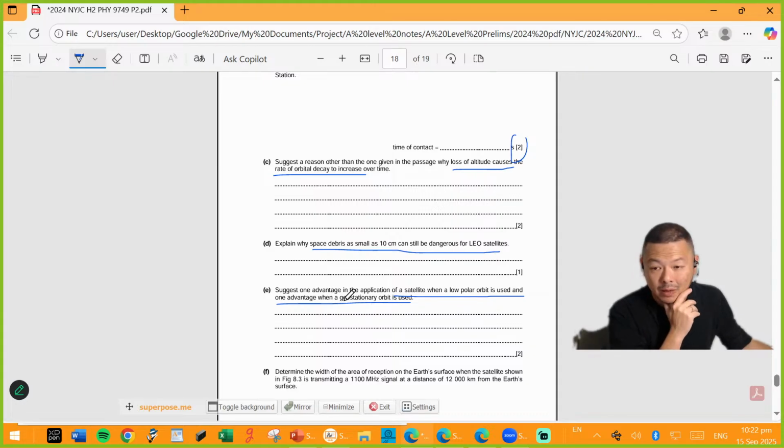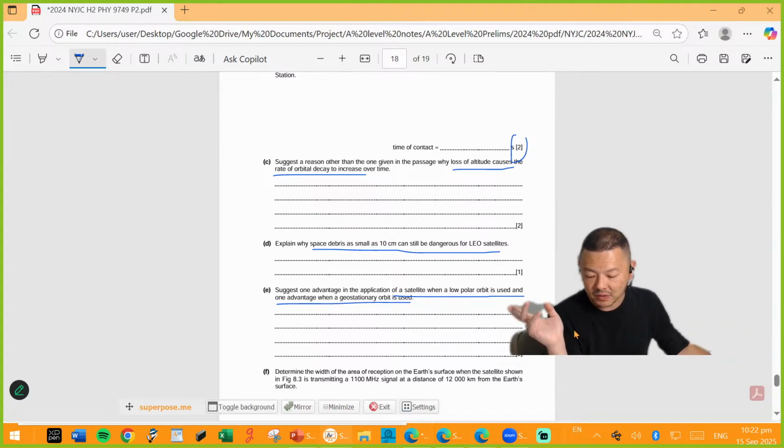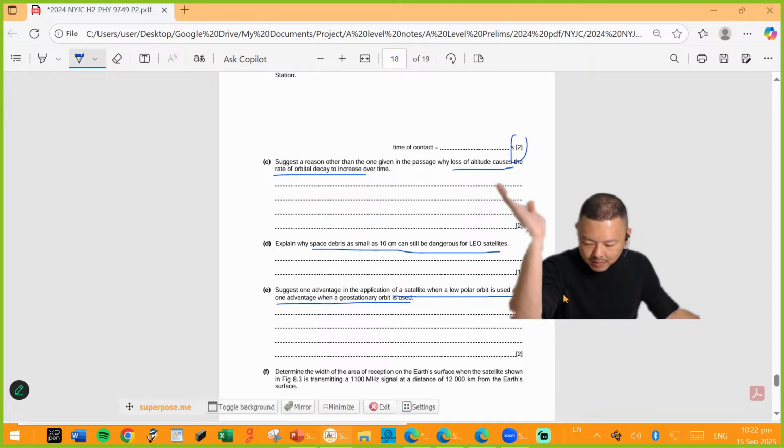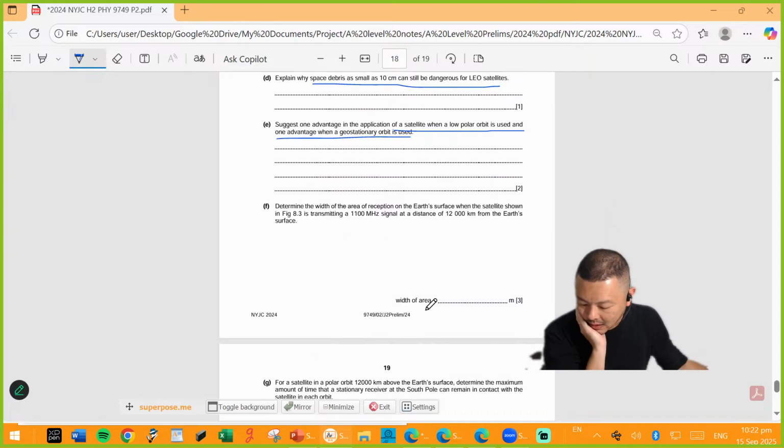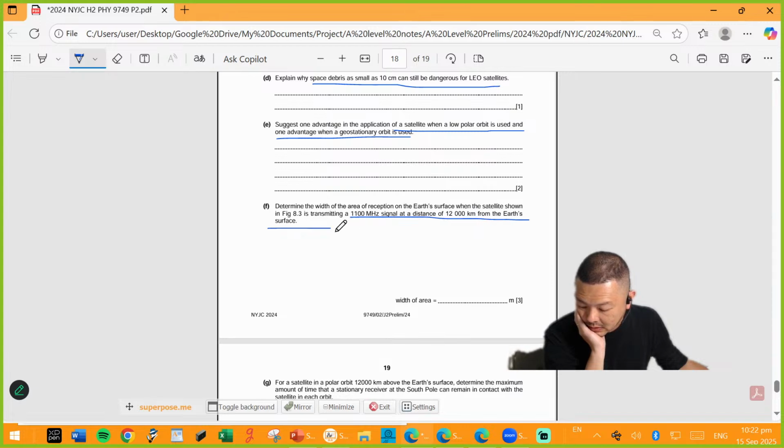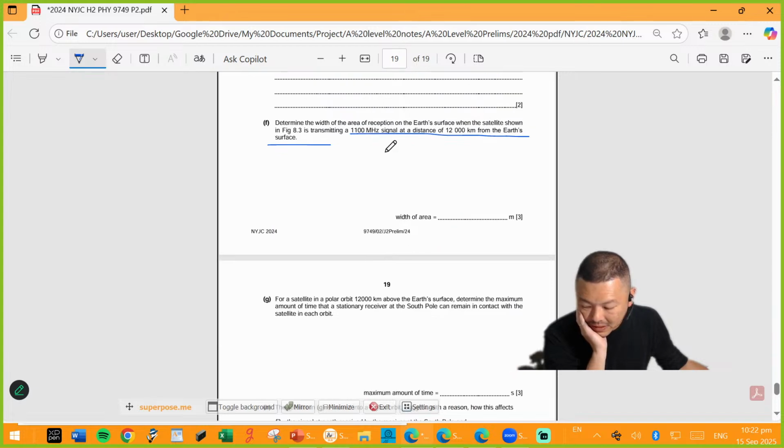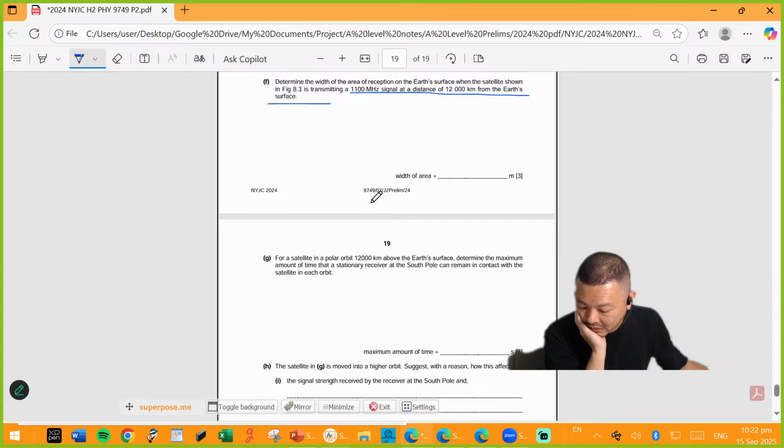Probably, we know what's the usual advantage of a geostationary satellite. So this is under G fields. So this mark here can get, something here can get, something here can get. Determine the width of the area when the satellite action is transmitted at a distance of this. Probably this is just math.